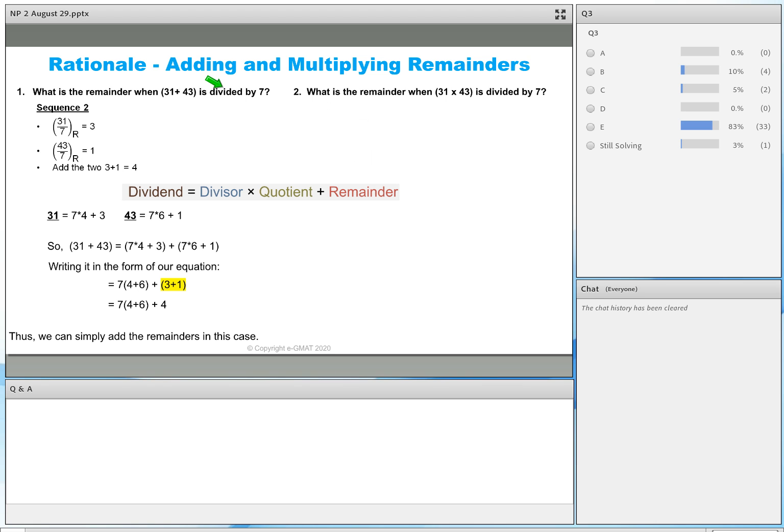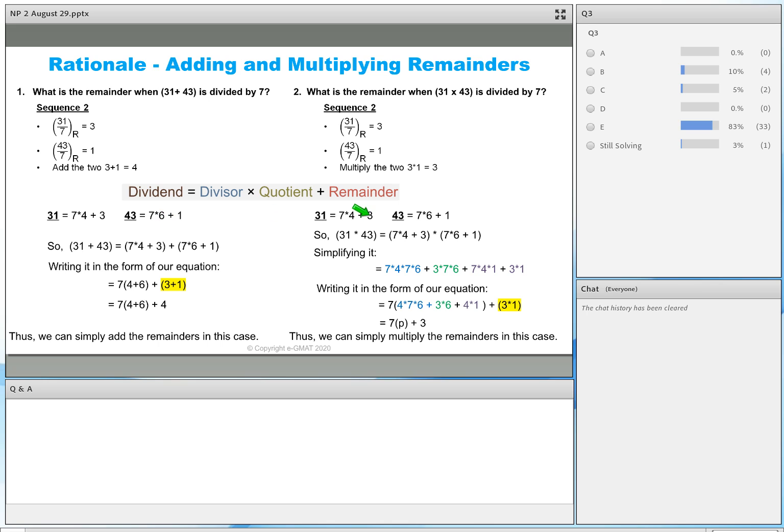I'm going to show you for 31 and 43 the sum first. Using the DNR equation, I can write both of them this way with dividend 7. Add this, add the right sides also. You will eventually be able to express it as 7 times 10 plus 4. So remainder is 4, which came from 3 plus 1, where 3 and 1 were the individual, respective remainders. Same thing you can see for multiplication also.